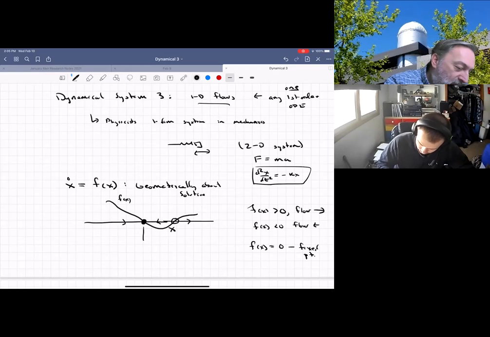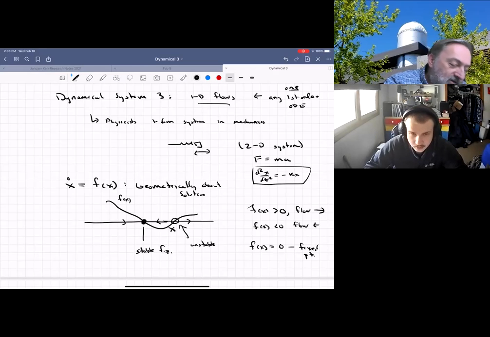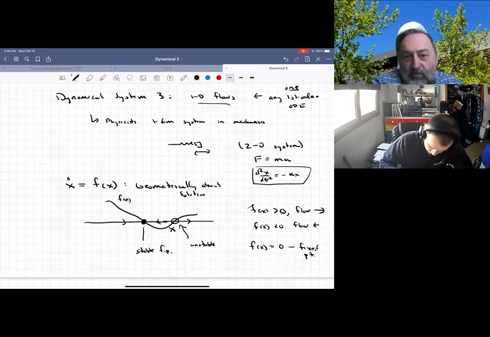And so this point here, we're going to call a stable fixed point. And this point over here, we're going to call unstable. Because if we start near the stable fixed point, we flow towards it. And if we start near the unstable fixed point, we flow away.